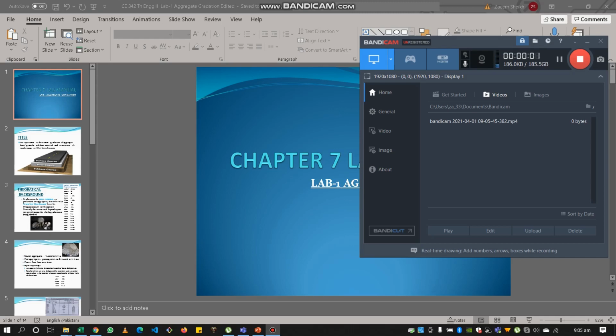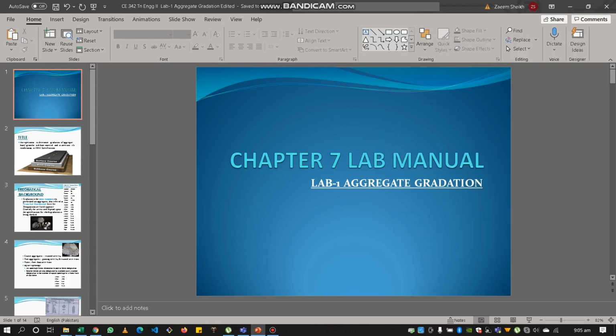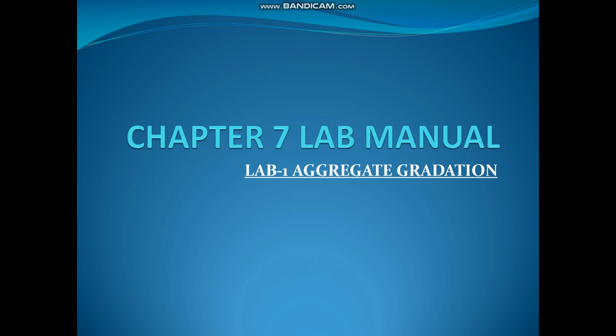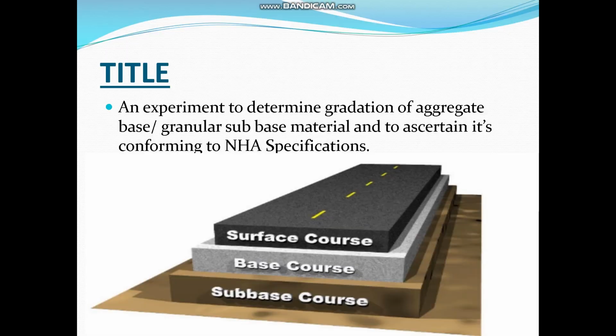In this video demonstration, we will be talking about the aggregate gradation test, which is one of the earliest and preliminary tests which you have to perform on the material which is going to be used in a road. Two types of material are placed in your road pavement. Aggregate and bitumen are combined together to be placed in 4 different layers to form the road surface.